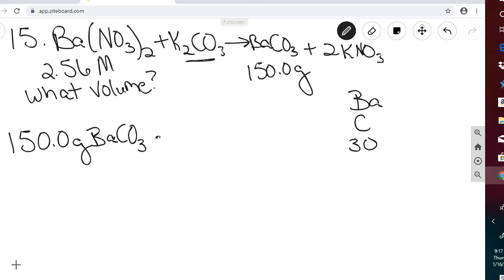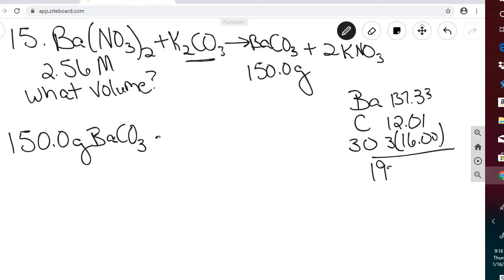So the carbon is 12.01. Each of the oxygens is 16. And the barium is number 56, and it is 137.33. So adding those all together will give us 197.34 grams per mole.